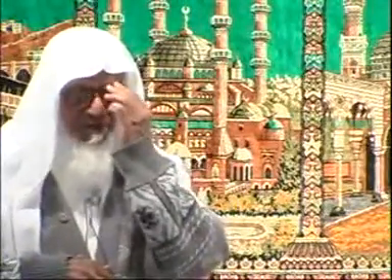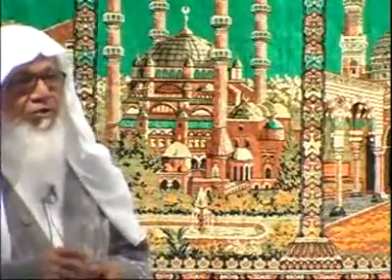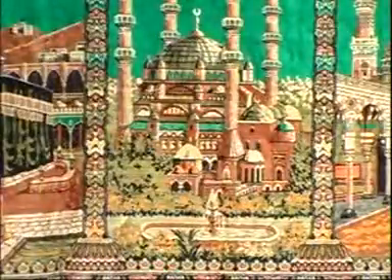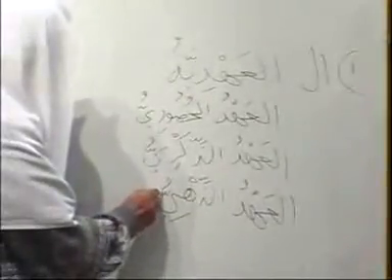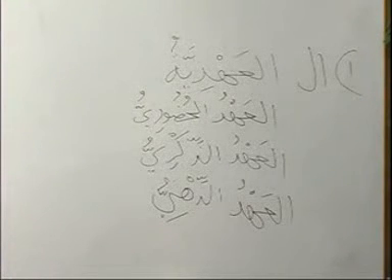Supposing in a grammar class, there's a question in grammar. One of the students says, Nas'alu al-shaykha. We'll ask the teacher. That means the grammar teacher, not the Qur'an teacher, because the context determines what you mean. But in the Qur'an class, when we say, Nas'alu al-shaykha, that means the Qur'an teacher. So that is called Al-Ahd al-Dhihni. Dhihni, mental.